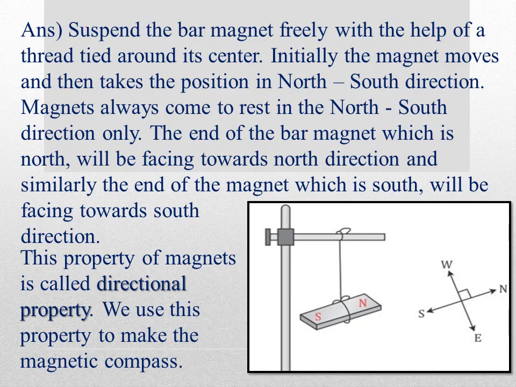The end of the bar magnet which is north will be facing towards the north direction, and similarly the end of the magnet which is south will be facing towards the south direction. This property of magnets is called directional property. We use this property to make the magnetic compass.